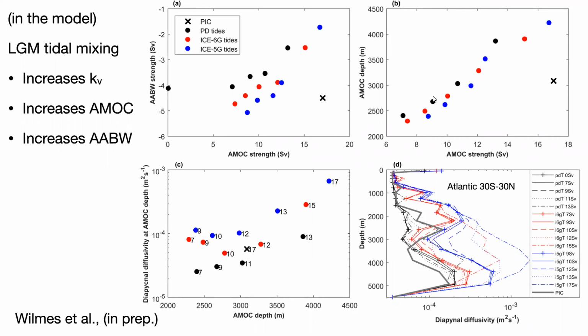And as we will see... sorry, Andres, are those numbers just the location and the amplitude of the maximum of your overturning stream function? The AMOC strength is at 25 north, and the AMOC depth is averaged over 30 north to 30 south. So it's the depth of the zero stream function contour line. Oh, okay.